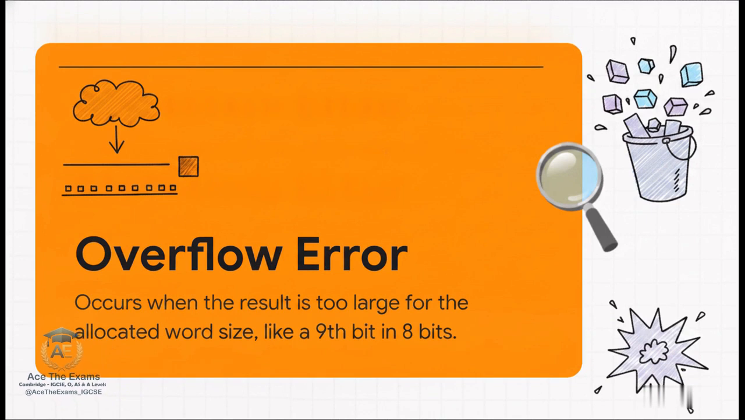Listen, an overflow error occurs when the result of a calculation is simply too large for the allocated word size. This is where our other student, Sam, loses marks. Sam rushes. Sam adds up the numbers in his head, writes down an answer, and completely ignores the physical limitations of the computer's memory. The crucial point is this.